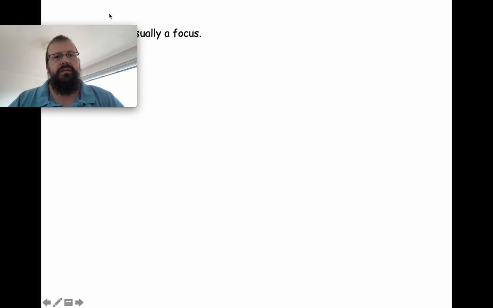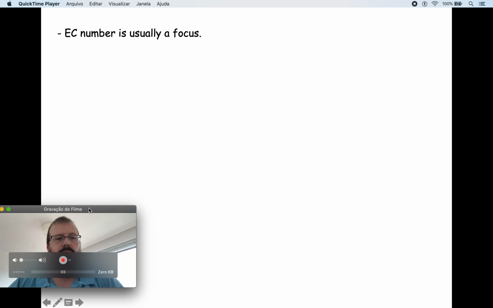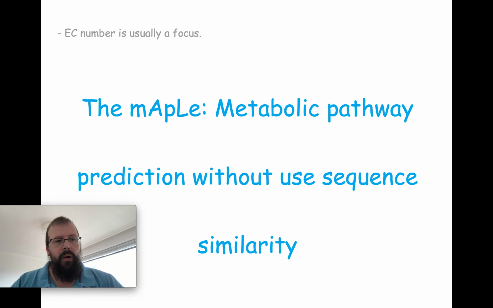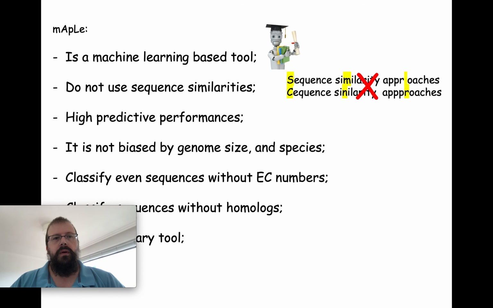So assigning EC numbers to proteins is the focus of most bioinformatic tools concerning functional annotation of enzymes. But mApLe, the tool developed by us and presented in this paper, does a metabolic pathway prediction and does not assign EC numbers, and interestingly, not using sequence similarity makes mApLe able to predict metabolic pathways for a huge set of enzymes.